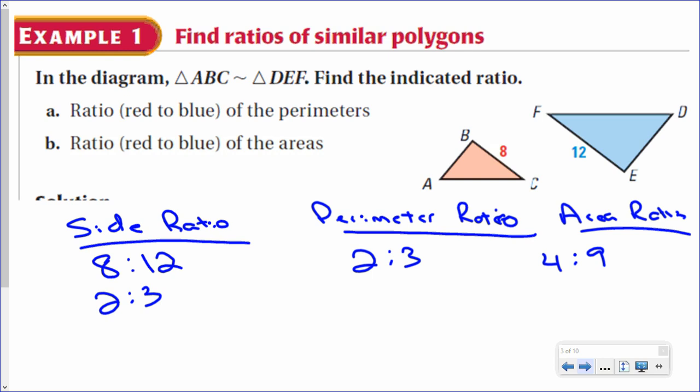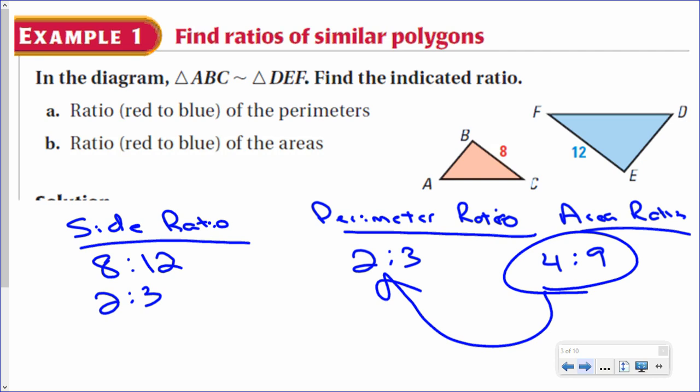Now, okay, here's a good question for you. How do you go backwards? So let's say here's the area ratio. How do you go to the perimeter ratio? You take the square root of 4, which is 2, and you take the square root of 9, which is 3.